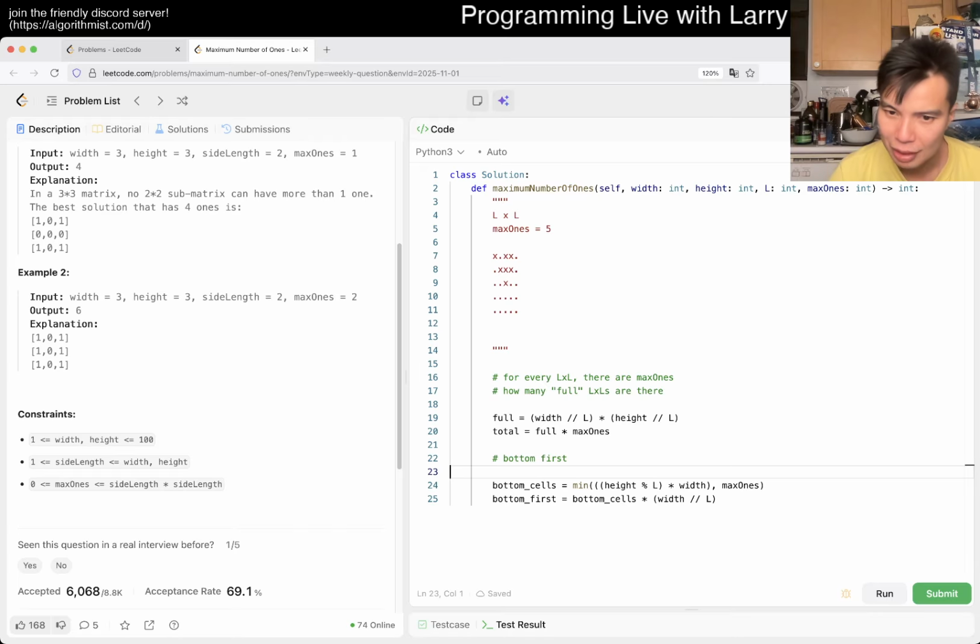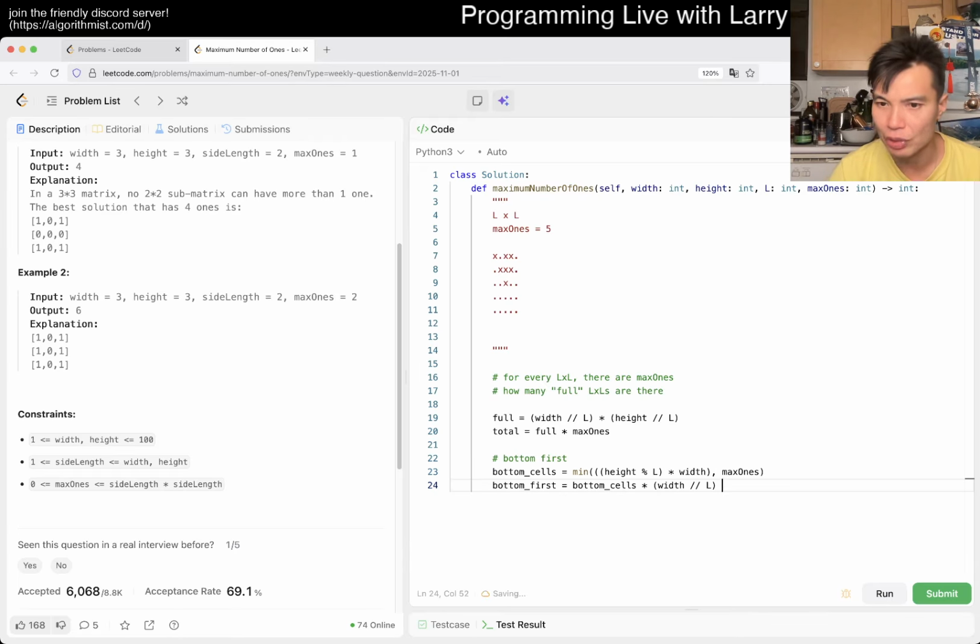Well, yeah. So it's this, and then now whatever's left over, right? Okay. So then now right cells is equal to the min of width, because that's the leftover, times height, right? So that's for one box, and it's either this or max ones minus bottom cells, right? Because we already used them, because this is the bottom first one.